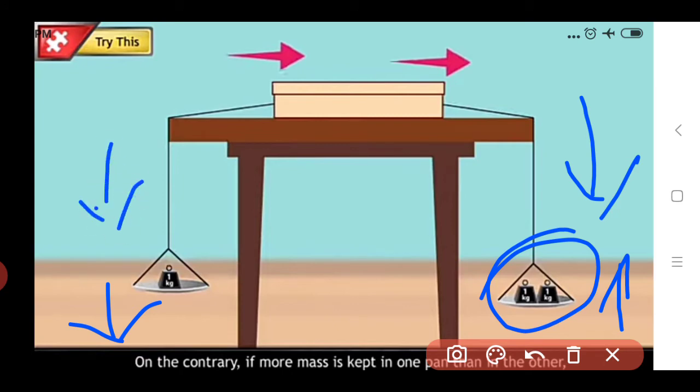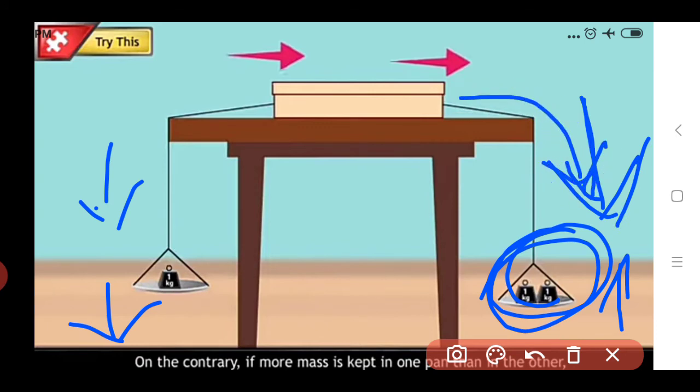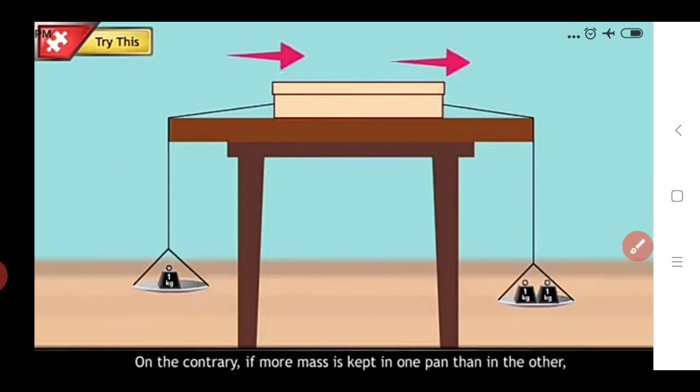Due to this unequal force, what happened? The box will move to the side which has more force. Due to the more weight, the force is more on this side, and the box moves to that side, that is, the pan containing more weight. So we see that the force is unbalanced. In the first case the force is balanced due to the same weight, but in the second condition the force acting on the box becomes unbalanced. That is, different forces act on the same box in unequal amounts.